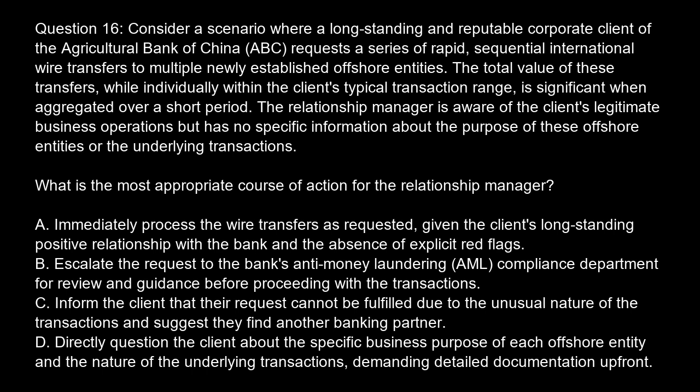Option A. Immediately process the wire transfers as requested, given the client's long-standing positive relationship with the bank and the absence of explicit red flags. Option B. Escalate the request to the bank's anti-money laundering (AML) compliance department for review and guidance before proceeding with the transactions. Option C. Inform the client that their request cannot be fulfilled due to the unusual nature of the transactions and suggest they find another banking partner. Option D. Directly question the client about the specific business purpose of each offshore entity and the nature of the underlying transactions, demanding detailed documentation upfront.